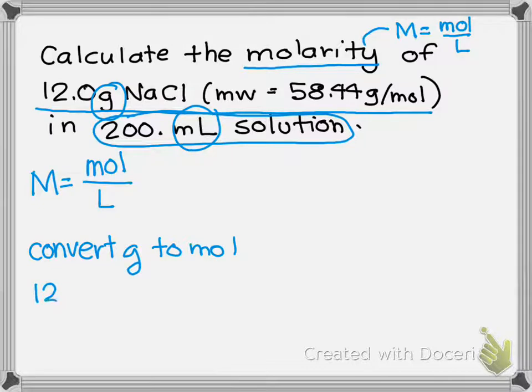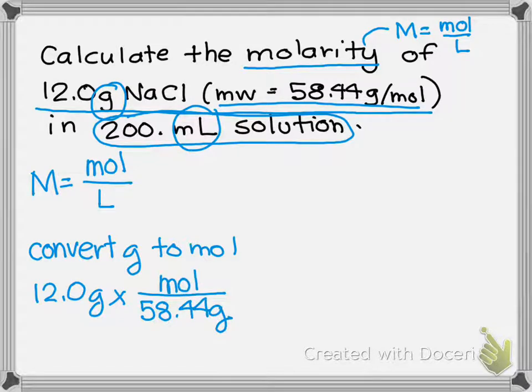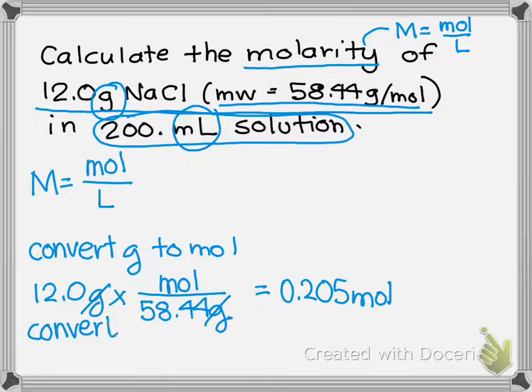I write down the grams that I'm given. And just like I did in the previous problem, I'm going to use the molar mass, which is given here. That was calculated by adding the sodium and the chlorine together. I'm going to divide by the molar mass, so my grams cancel. And so 12 divided by 58.44 is, to 3 significant figures, 0.205 moles.